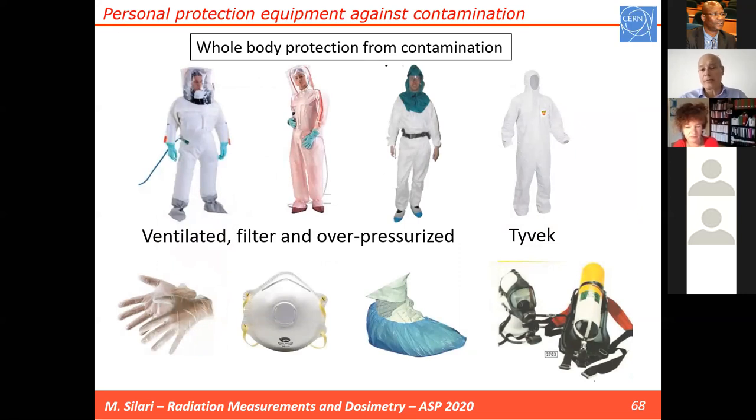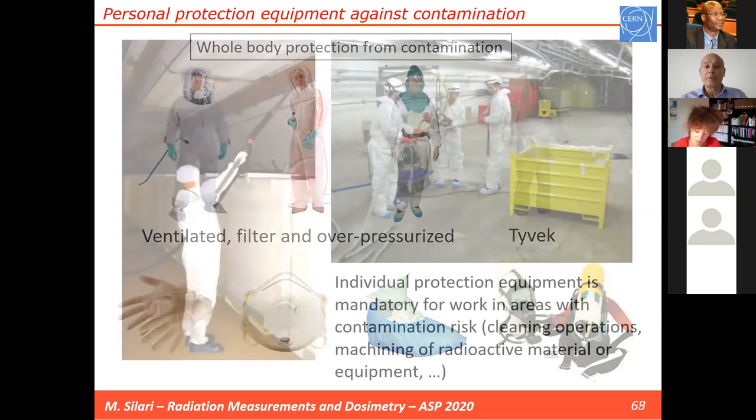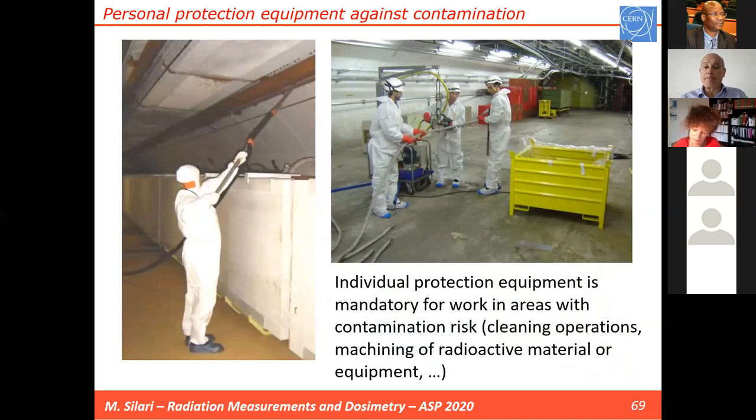protection means. Some of the masks here are actually now also used for the COVID pandemic, but are typically masks used for protecting personnel from, for instance, radioactive dust. Gloves, you've seen that. So individual protective equipment is always mandatory for working in an area with contamination risk, as you see here. For instance, in a cleaning operation, you machine radioactive pieces, and then you have to clean where you have done the machining. So you have to wear protection to avoid getting contaminated with dirty dust or debris.